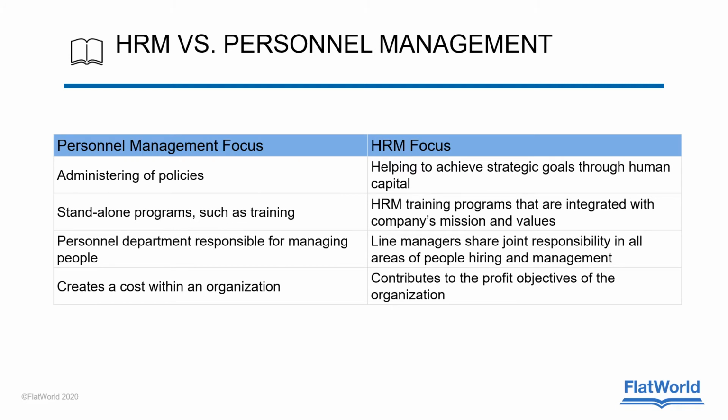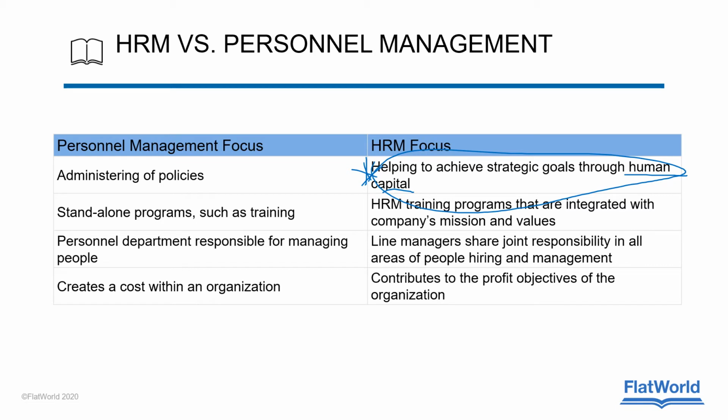So here's a nice table, and this is lifted from the book, and it talks about some of the differences between personnel management and HRM. Personnel management focuses on administering policies, whereas human resource management helps to achieve strategic goals through human capital. Another way to put that, and I think this is important, something I want you to keep in mind, particularly as you carry forward into other classes, is that HRM is using human capital, i.e. the employees, to help the company or the organization to achieve its strategic plan.